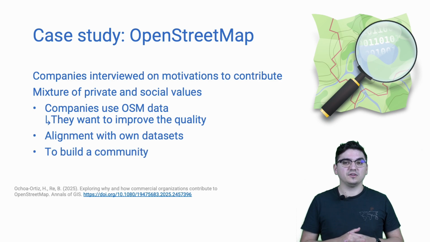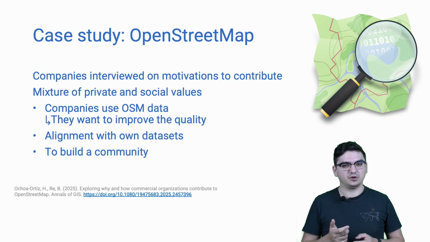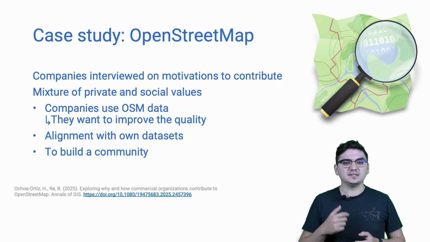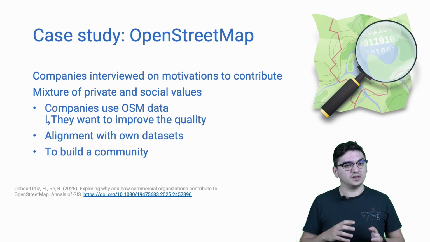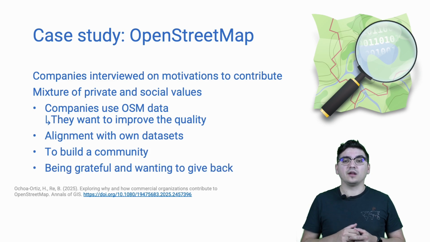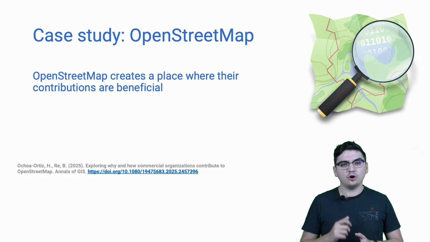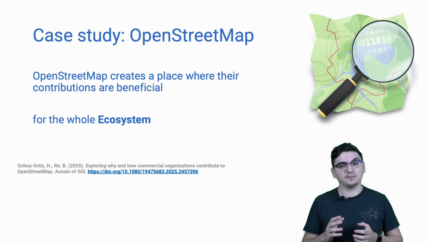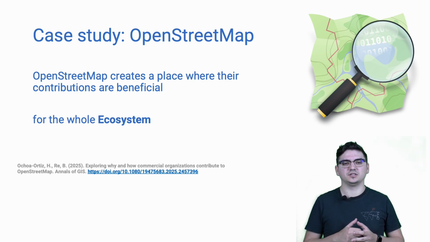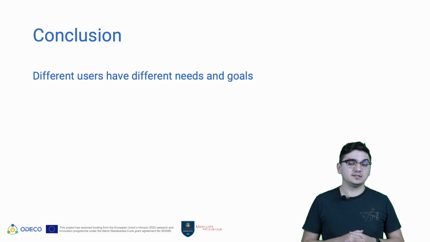The second most mentioned motivation overall is to build a community. Communities of mappers are essential to maintaining data sustainability in the OpenStreetMap project. Companies help by setting up events with local communities or kickstarting communities within the company's domain. Finally, being grateful and wanting to give back are motivations mentioned by several interviewees too. OpenStreetMap creates a space where companies' contributions can benefit their business models, while at the same time creating value and benefiting the whole ecosystem. Different users have different needs and goals.